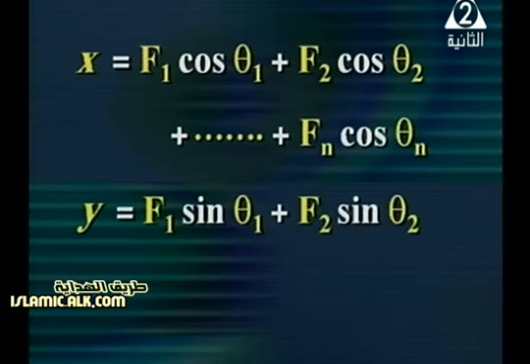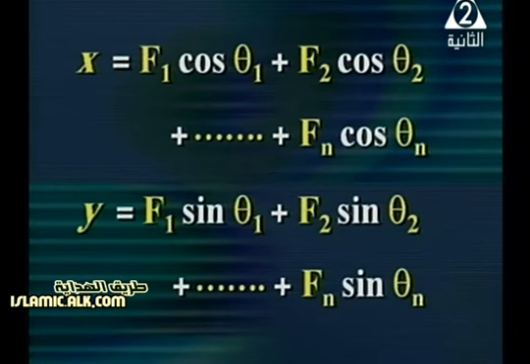Dear student, in this case, we find the value of x as F1 cosine theta 1 plus F2 cosine theta 2 up to Fn cosine theta n. After that, y equals F1 sine theta 1 plus F2 sine theta 2 up to Fn sine theta n. After that, by substitution in R equals square root of x square plus y square, we find the value or magnitude of the resultant of the two forces or coplanar forces.